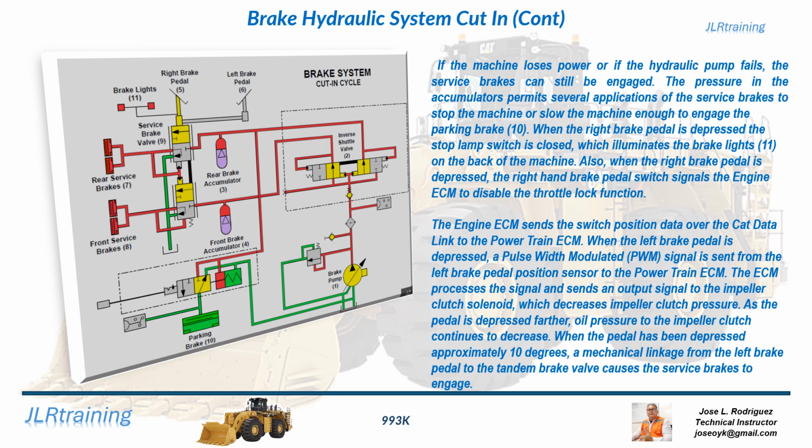When the left brake pedal is depressed, a pulse width modulated (PWM) signal is sent from the left brake pedal position sensor to the powertrain ECM. The ECM processes the signal and sends an output signal to the impeller clutch solenoid, which decreases impeller clutch pressure. As the pedal is depressed farther, oil pressure to the impeller clutch continues to decrease. When the pedal has been depressed approximately 10 degrees, a mechanical linkage from the left brake pedal to the tandem brake valve causes the service brakes to engage.